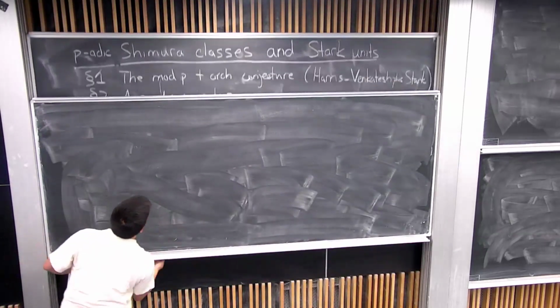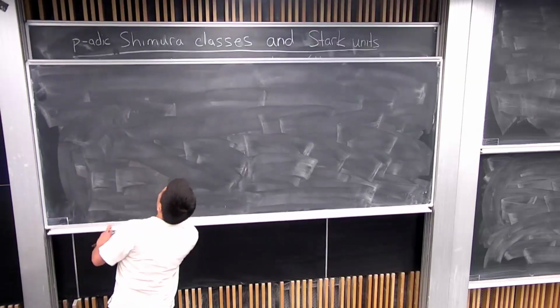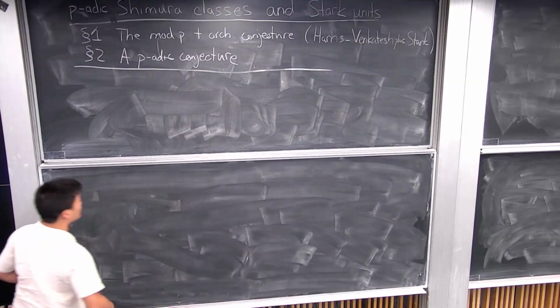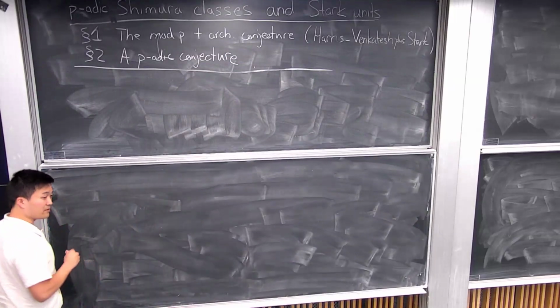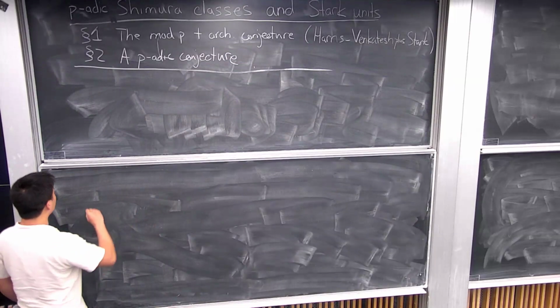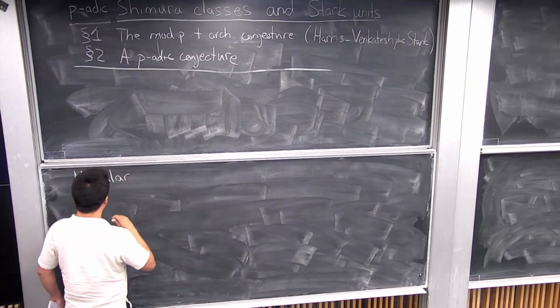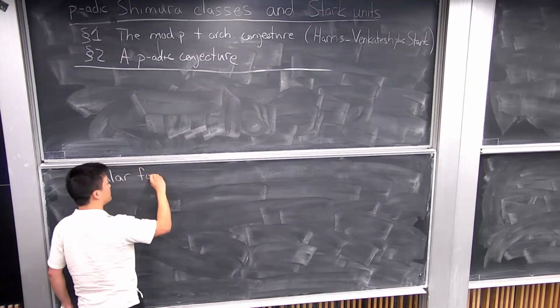Okay, so we're talking about the Stark conjecture, but specifically in the setting coming from weight 1 modular forms, and I'll explain later on why I want to focus on modular forms of weight 1.